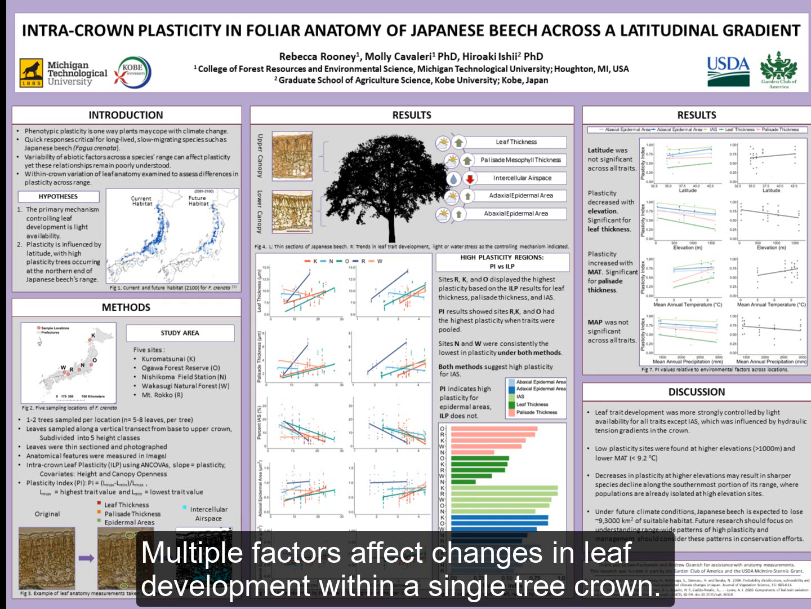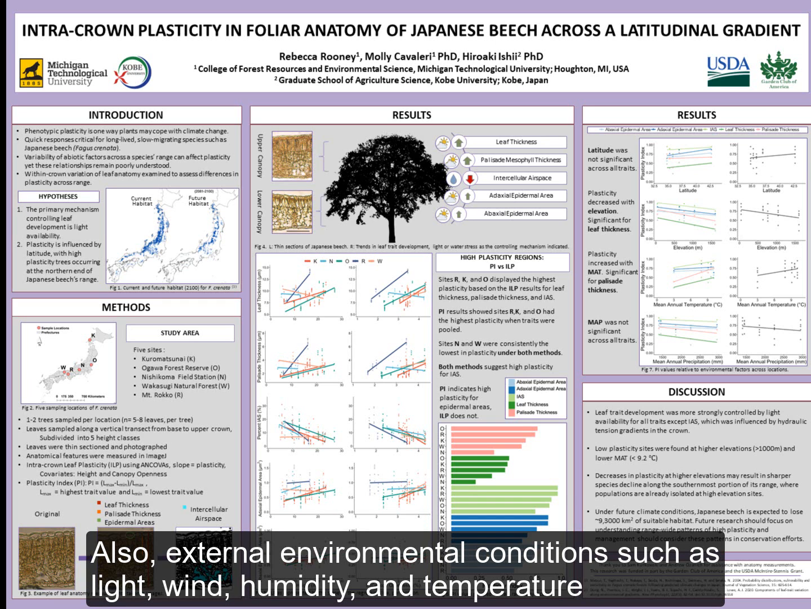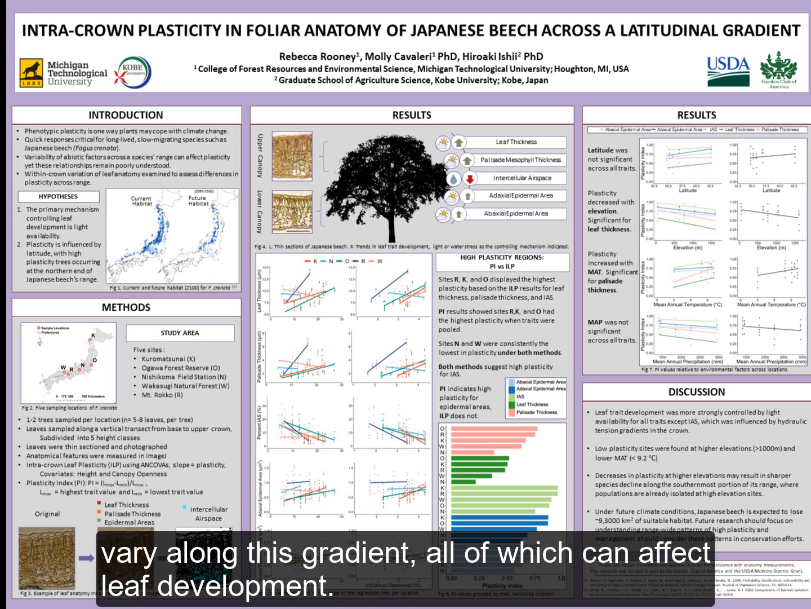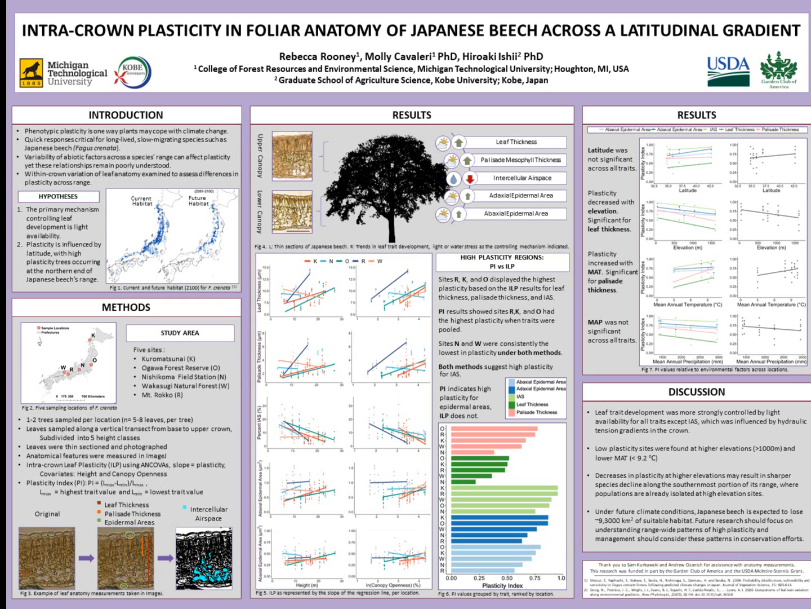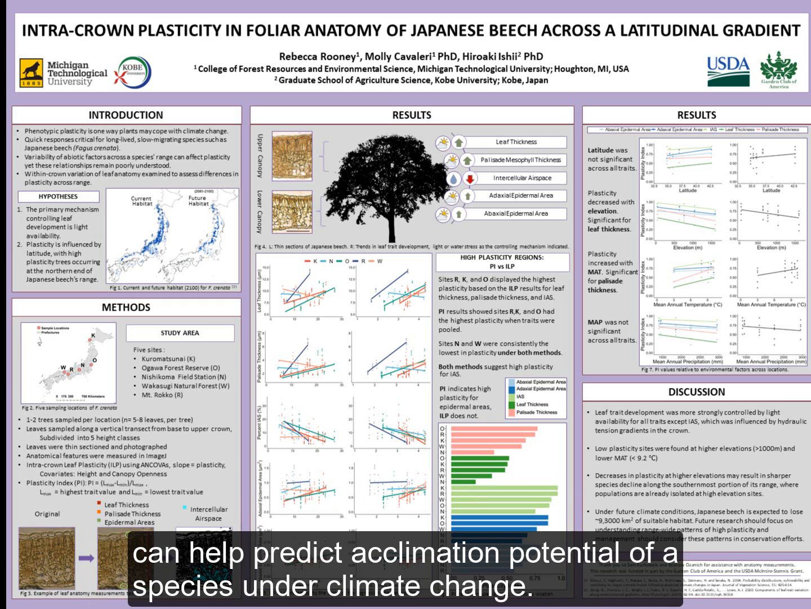Multiple factors affect changes in leaf development within a single tree crown. For example, xylem tension and water-related stress increase from the bottom to the top of tree canopies. Also, external environmental conditions such as light, wind, humidity, and temperature vary along this gradient, all of which can affect leaf development. Together, these changes in leaf anatomy, which develop under specific microclimate conditions, can help predict acclimation potential of a species under climate change.